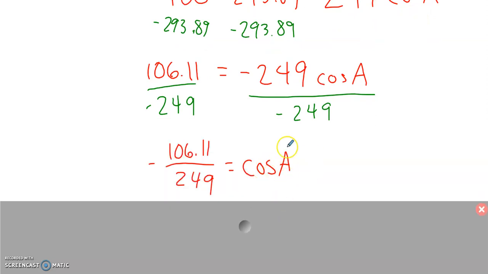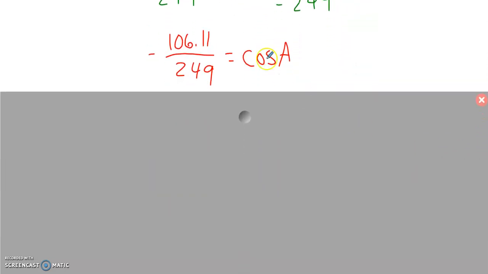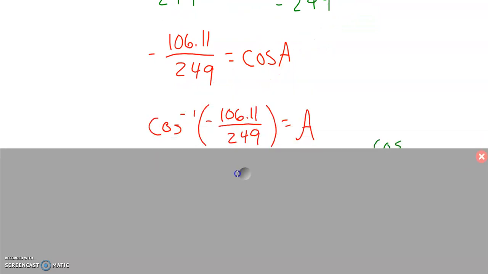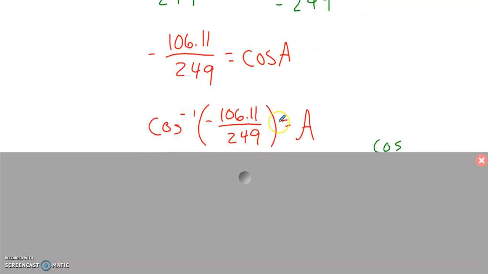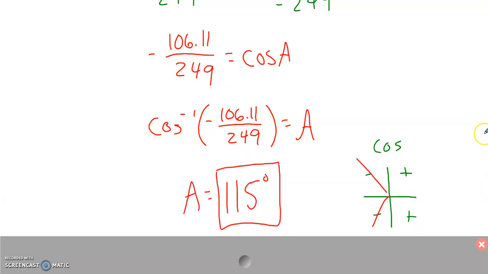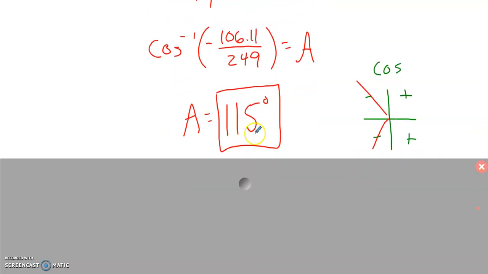Then I get rid of the negative 249 by dividing both sides by negative 249. And then I will have cosine A equals this. I'm going to leave this as a fraction right now and continue solving by doing the inverse cosine of each side so that I can type this all into my calculator all at once. When I do that, my calculator gives me this answer of 115 degrees.